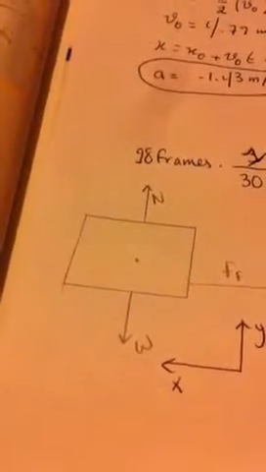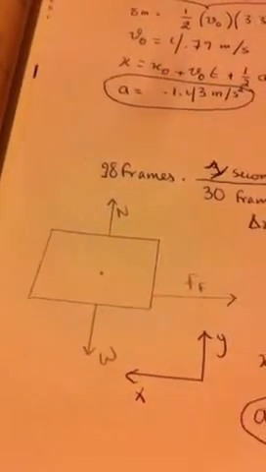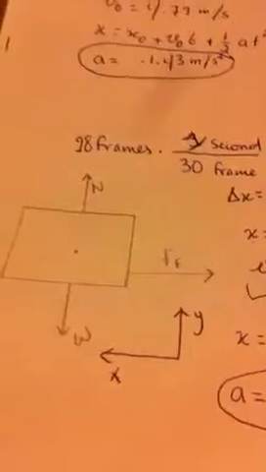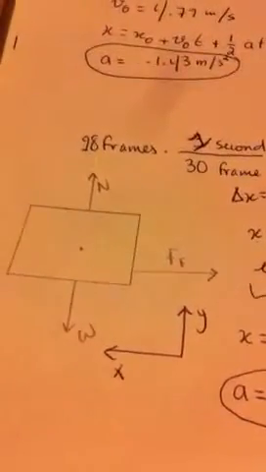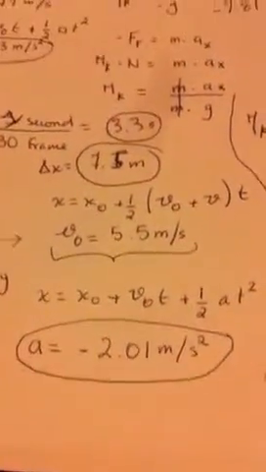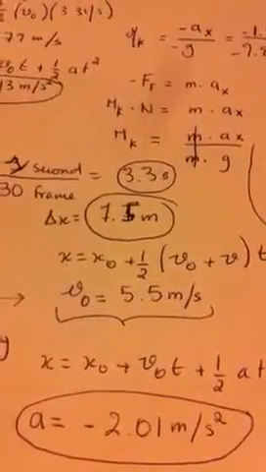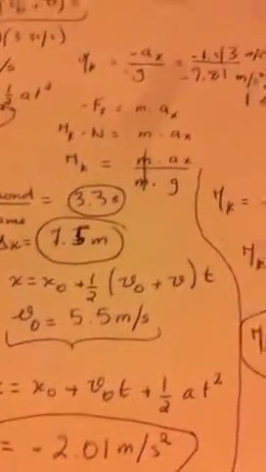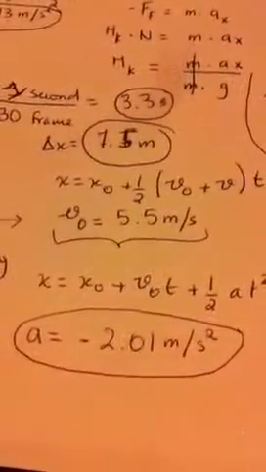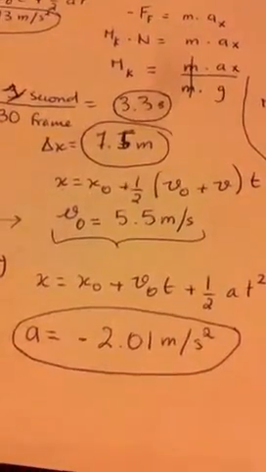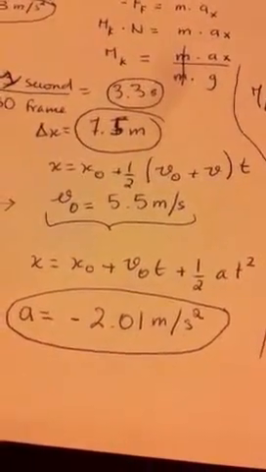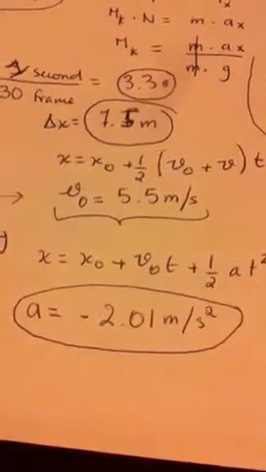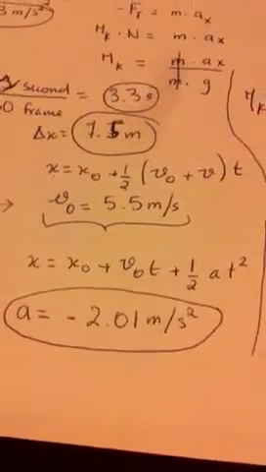The free body diagram here also has just the normal force upward and the weight downwards, and the only force in the x coordinate is going to be the force of friction. We know upwards is positive, and to the left is positive in the x coordinate. Again, the first step is to find the initial velocity, which in this case is 5.5 meters per second. From there we can plug that initial velocity into our second equation here, and find out that acceleration is negative 2.01 meters per second squared.